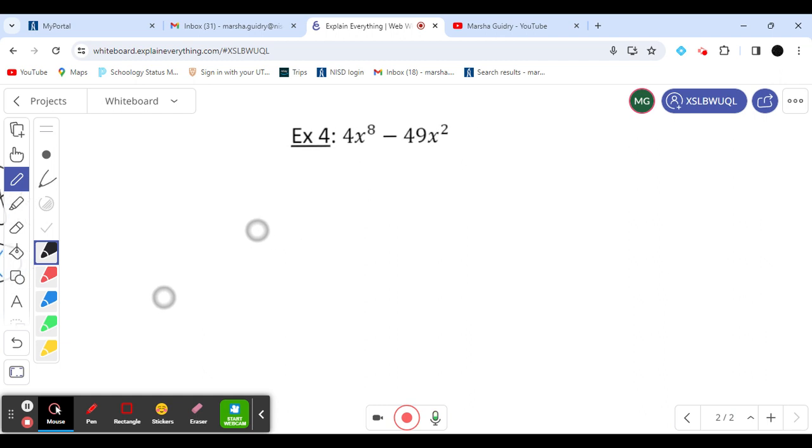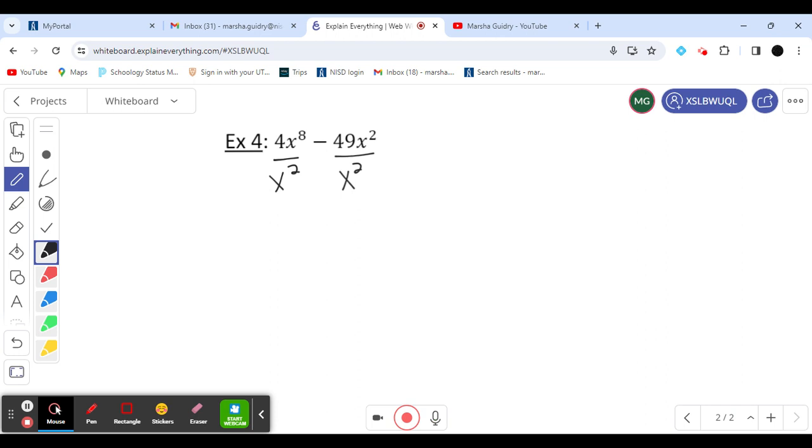Now let's look at our last one. 4x to the 8th minus 49x squared. I look at 4 and 49, our coefficients, and they are not divisible by the same value. But both of these terms have an x squared in them. They both have an x value. We are going to factor out an x squared. We always use our smallest exponent. So when I take out an x squared, we're left with 4x to the 6th power minus 49.